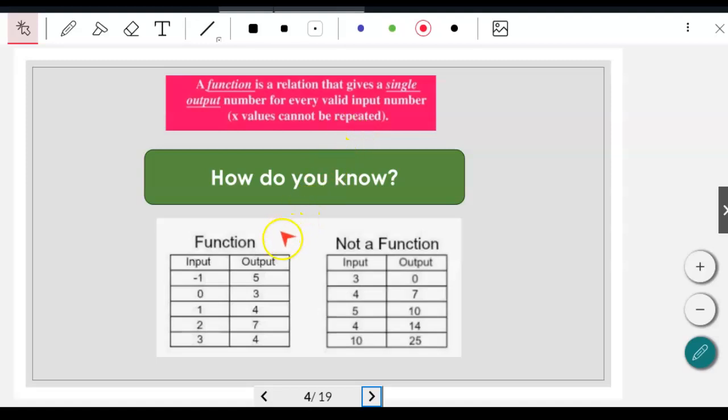So look at our table here as an example. This is a function. All of our input or x values are different. This is not a function. You can see the 4's repeat. All right, you cannot have any x's that repeat. They all have to be different in order for it to be a function.